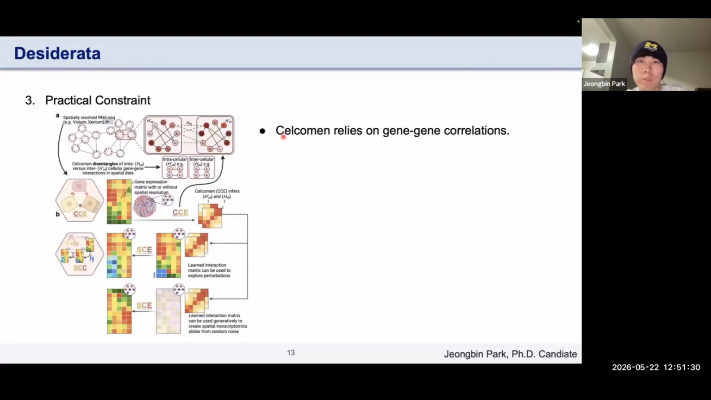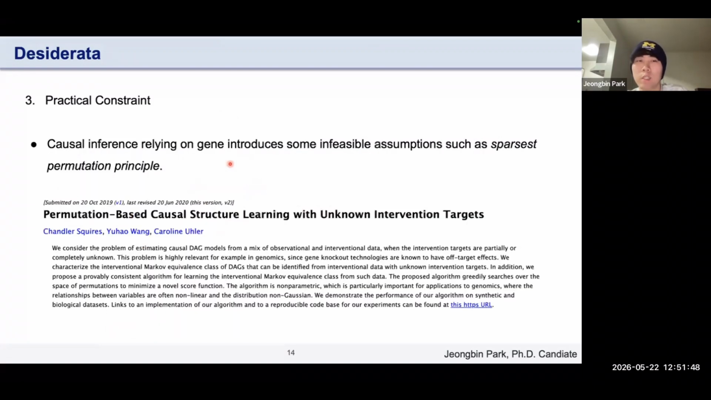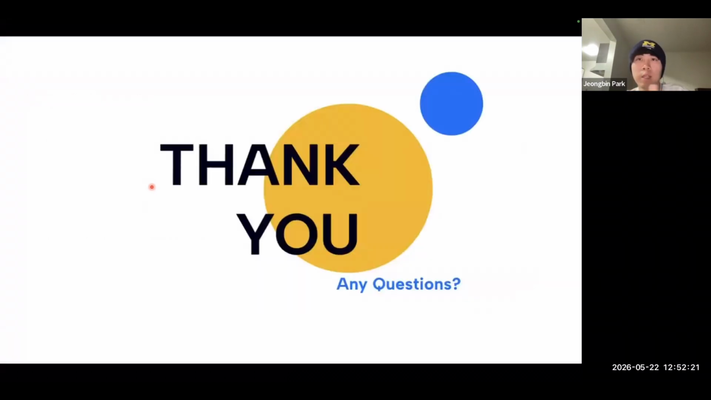Actually, this algorithm is called the Selkoman, and this is using spatial transcriptomics, but here it uses gene-gene correlations, and it can obtain some graph in this way. But what about the constraint? What is the constraint for this matter? In the case of gene-gene correlation, they are using the sparsest permutation principle, which means the sparser the graph, the more meaningful. But is it really the case for real bioinformatics or biological systems? I don't think so. So I want to say we should develop biologically feasible constraints, and I know what that constraint is. I will mention that constraint specifically in my coming papers.